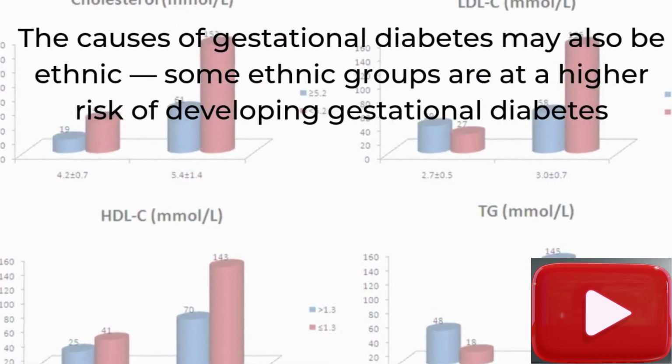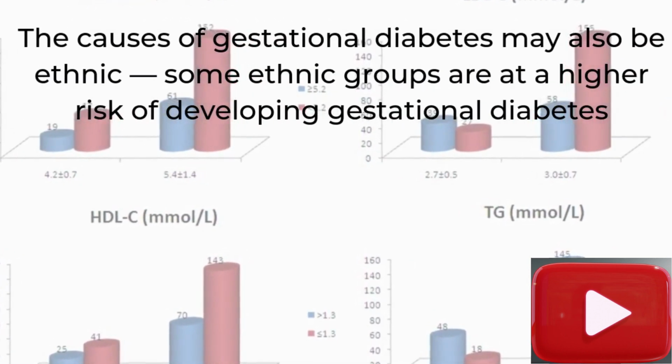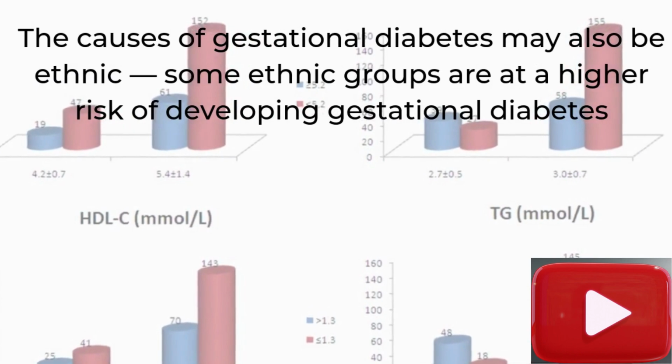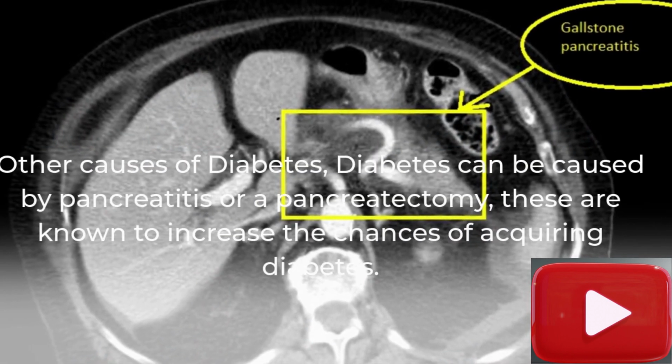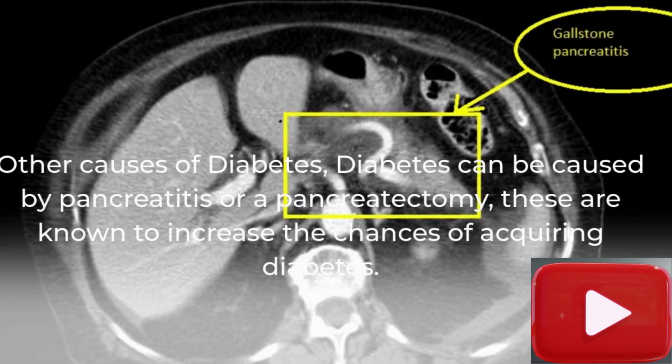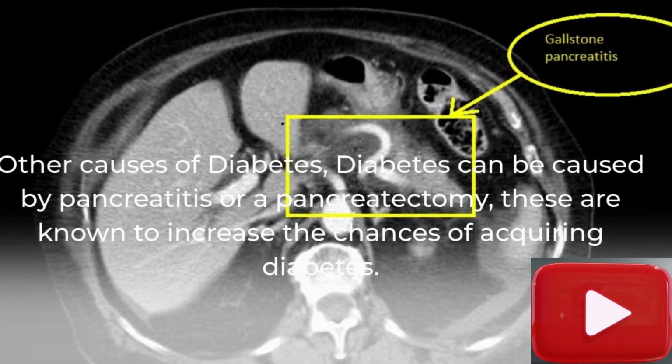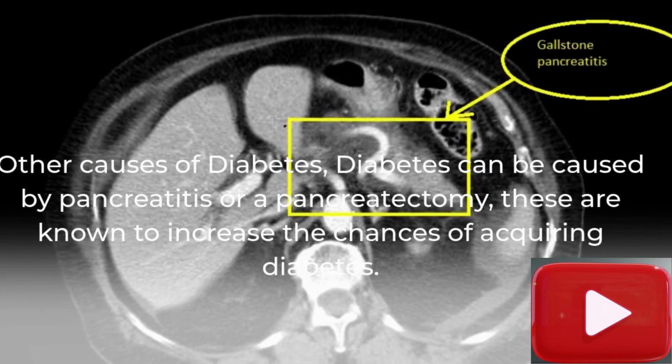The causes of gestational diabetes may also be ethnic. Some ethnic groups are at a higher risk of developing gestational diabetes. Other causes of diabetes. Diabetes can be caused by pancreatitis or a pancreatectomy. These are known to increase the chances of acquiring diabetes.